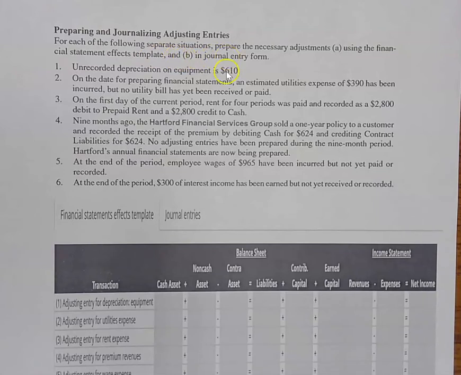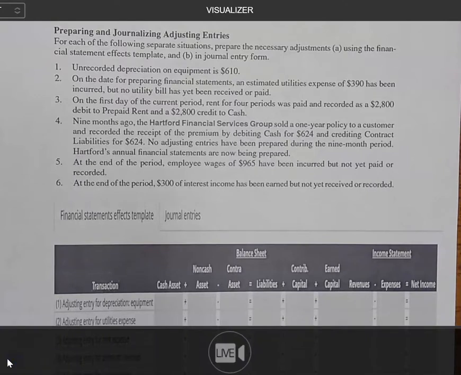If we were doing this online, we would actually be toggling back and forth. Well, probably not. We would probably do one and then do the other. But in the interest of keeping these videos as short as possible, in this exercise we're going to focus our attention on the financial statement effects template, and then we'll make a separate video where we go back through, look at these exact same transactions, and journalize them. All right, so let's take a look at these items.